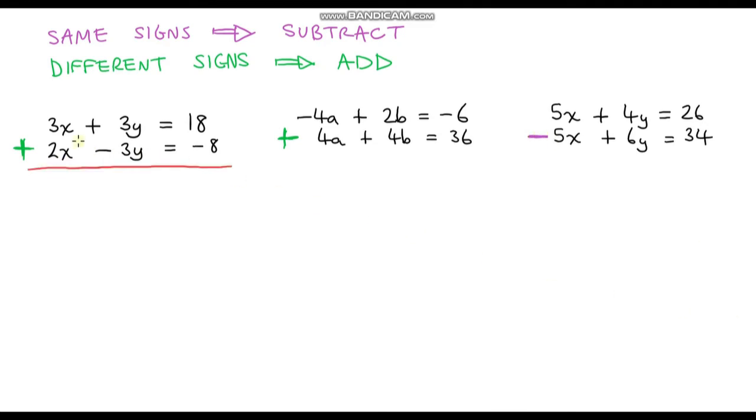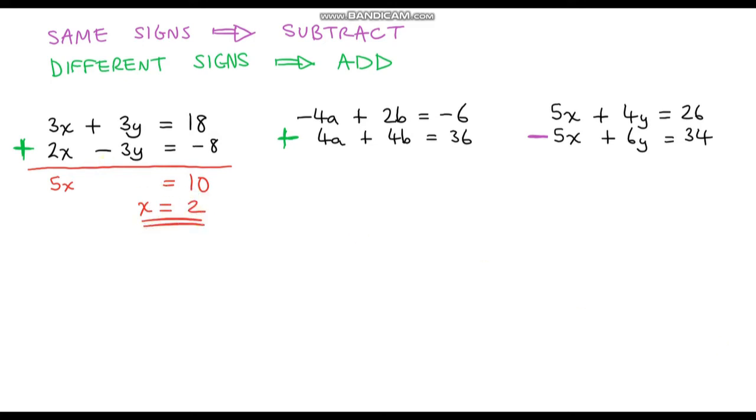Okay, let's get going. So 3x plus 2x is 5x. Well, these will cancel out. And on the right-hand side, 18 minus 8 is 10. So we've got 5x equals 10. Therefore, x is equal to 2. So we've got our x value.